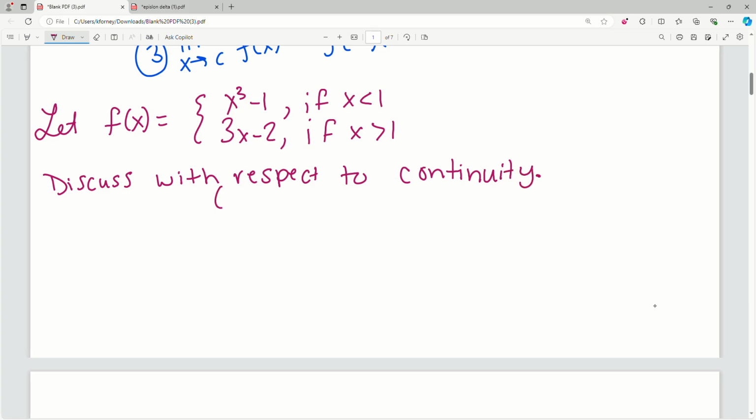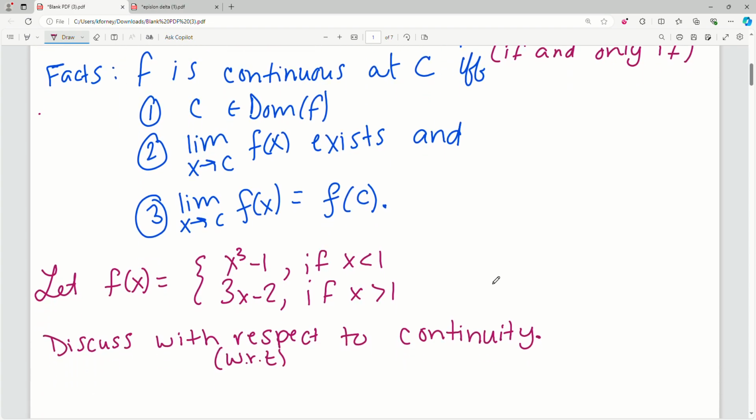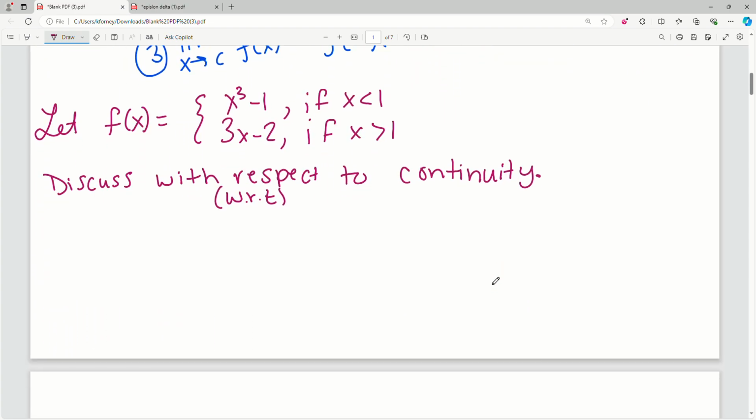So now, just FYI, moving forward, I may just put WRT for with respect to. Also, I don't know if we discussed, but IFF is if and only if. And that is universal notation. You may actually read that in math text. They may use IFF when talking about it, just like our arrow is for implies. You may see that in math text. Okay, so with respect to continuity.